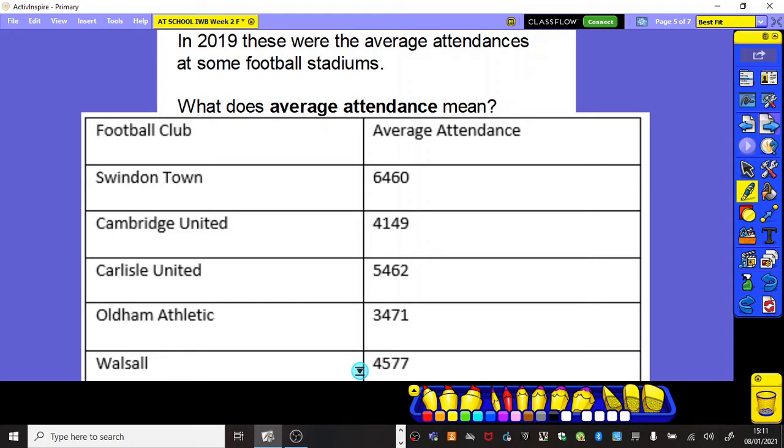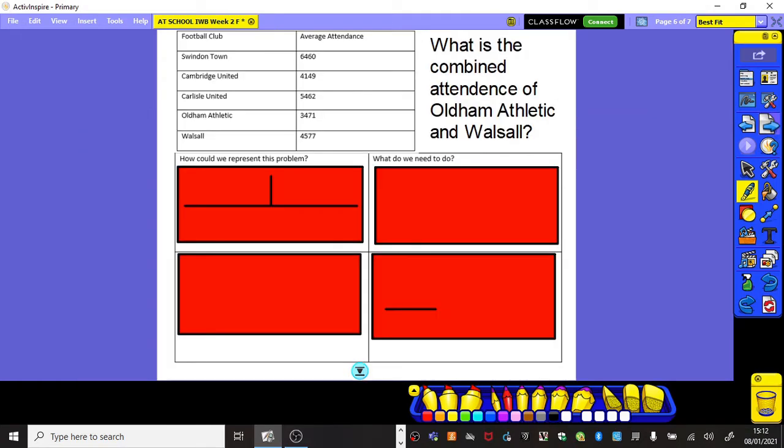So, a little bit similar to approximating and estimating. An average gives us a rough idea, an approximation of what the attendance would have been at Swindon Town's football ground. Now, you are going to be given similar information about football grounds in a table. You are going to be provided with a variety of questions.